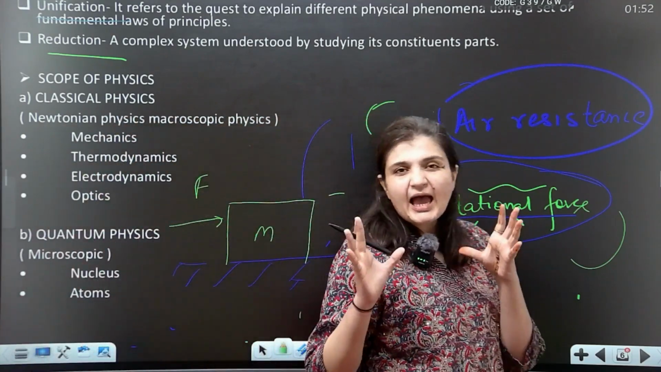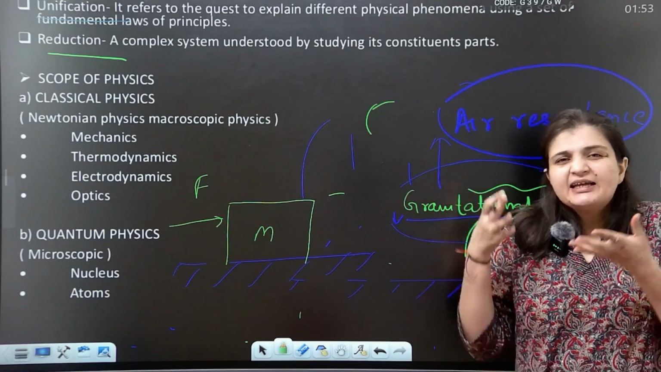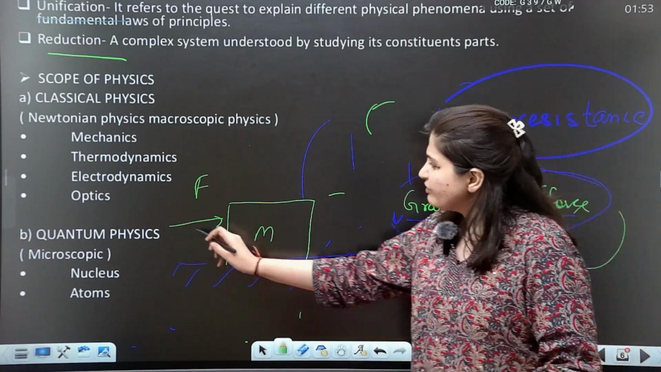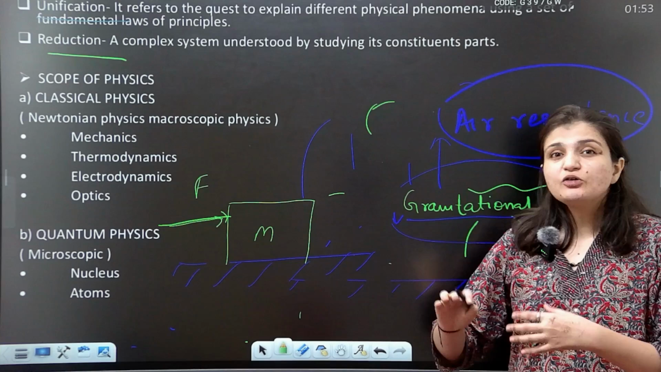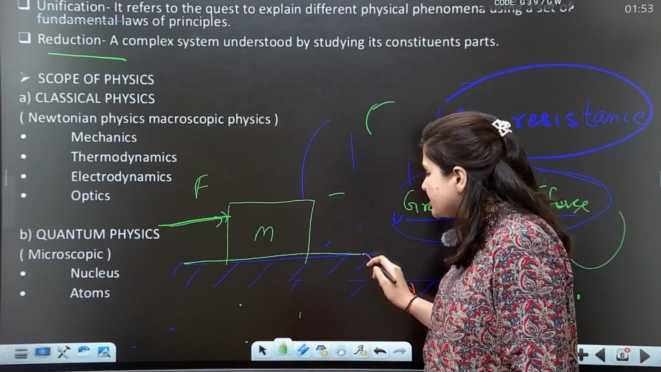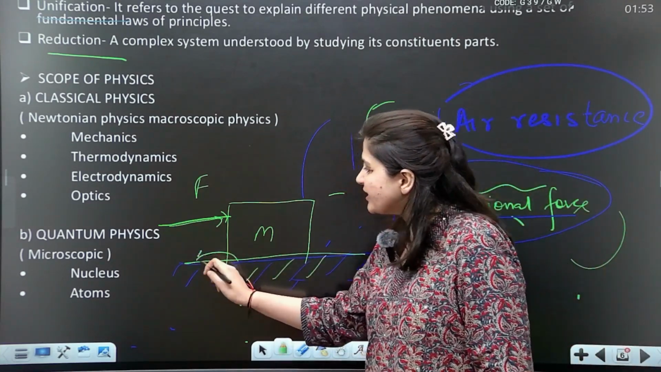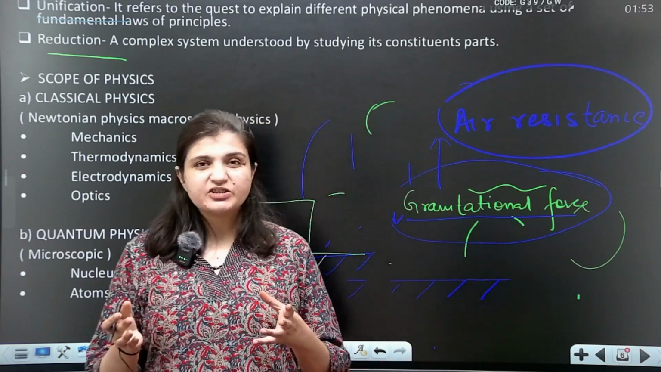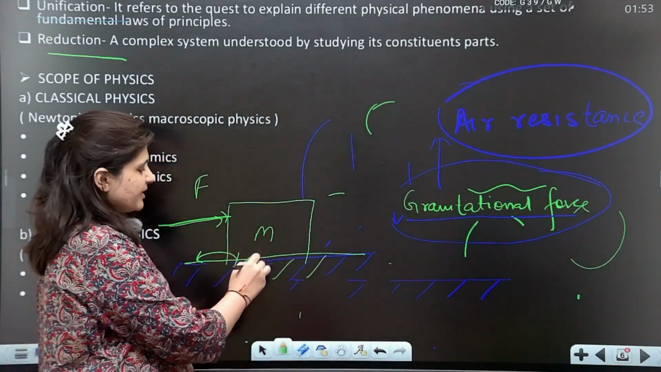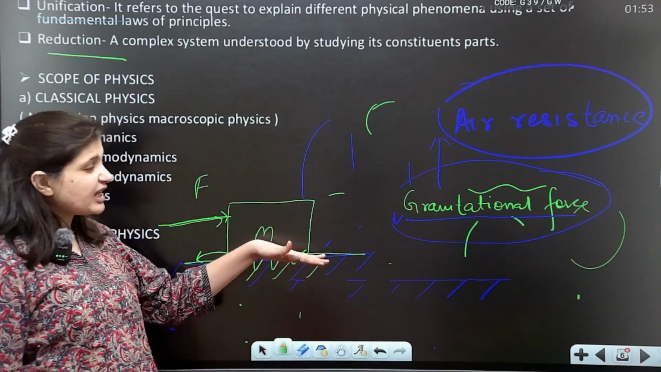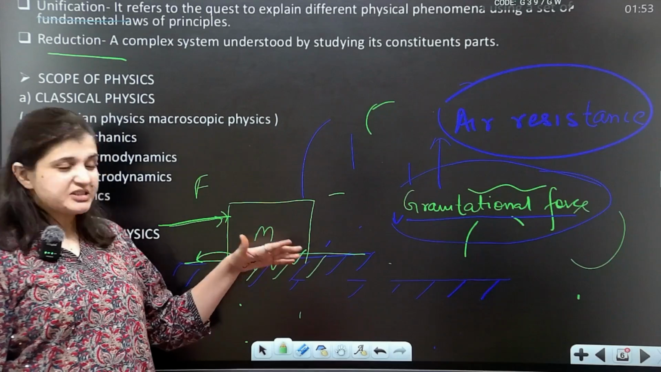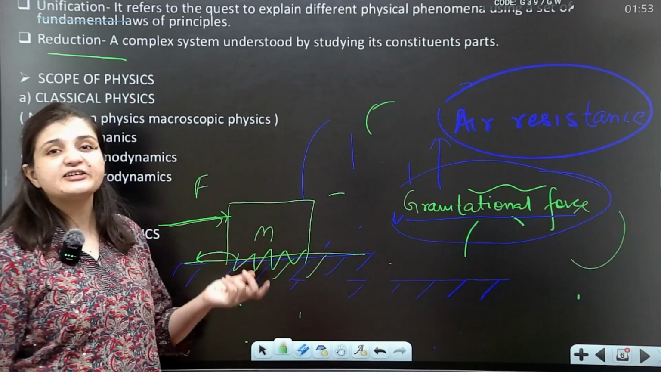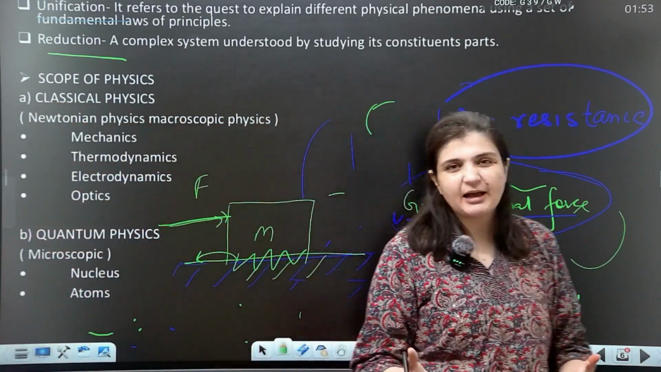Like when we have a certain object kept on the table, let's consider your pencil box. Now when we are applying force to it, this surface will also be applying a force in the reverse direction. This surface will also be applying a friction force, because this surface is not smooth, this surface is not plane. So a frictional force will be applied to it.